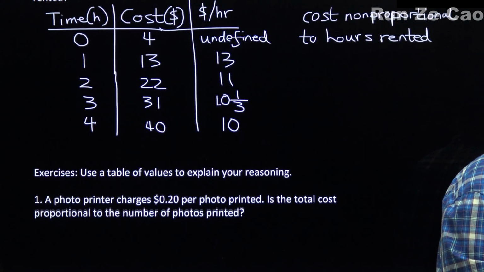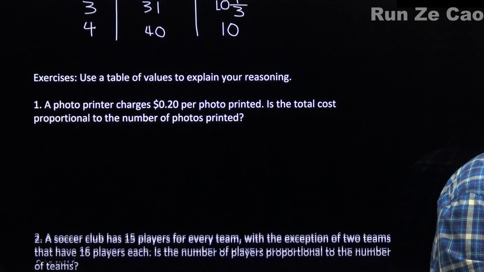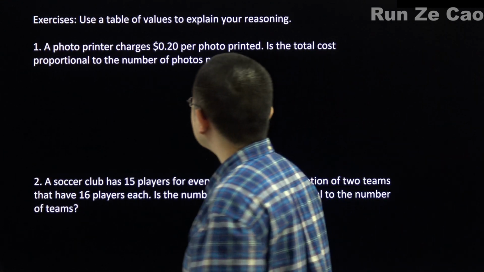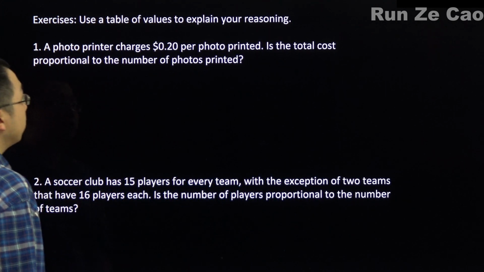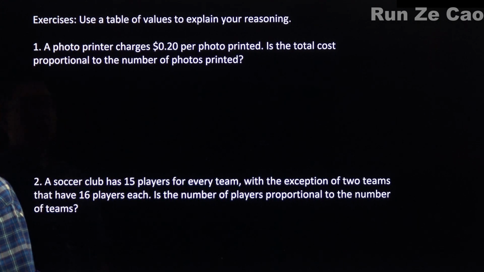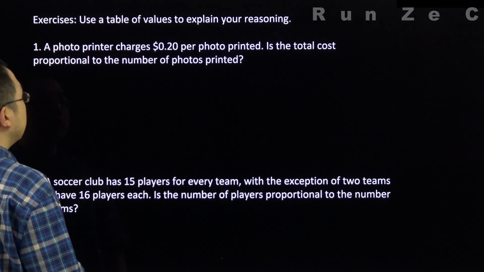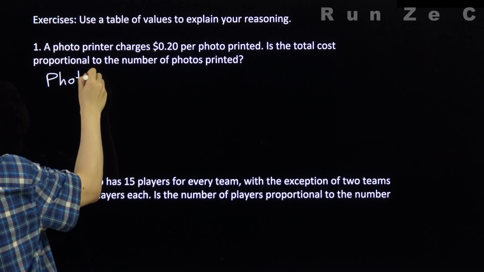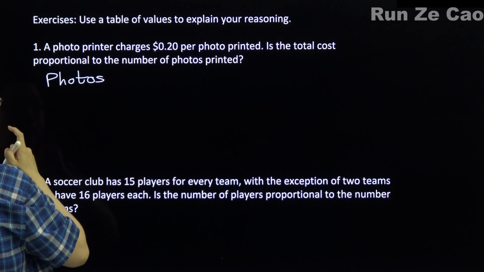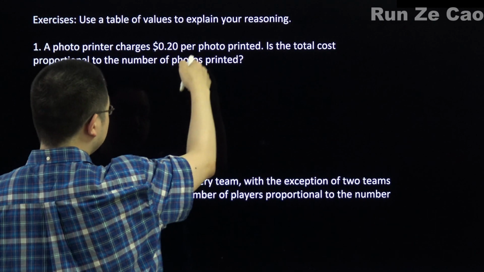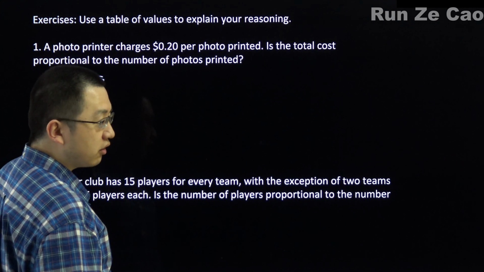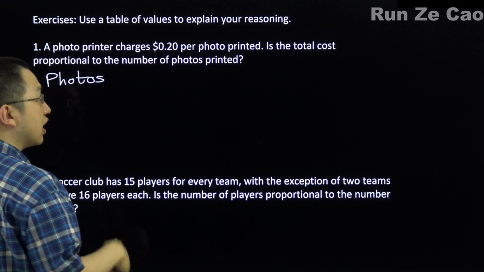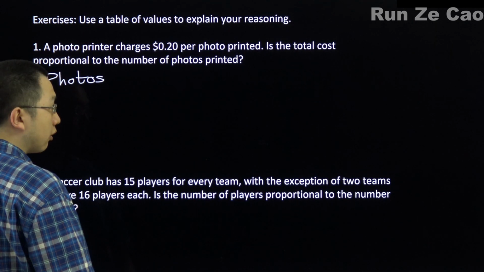Let's say we use a table of values to explain our reasoning for these questions. A photo printer charges 20 cents per photo printed. Is the total cost proportional to the number of photos printed? Yeah, it's pretty obvious that because it's a fixed fee per photo printed with no base fee, the ratio of cost to number of photos is going to stay constant. Therefore, the cost will be proportional.